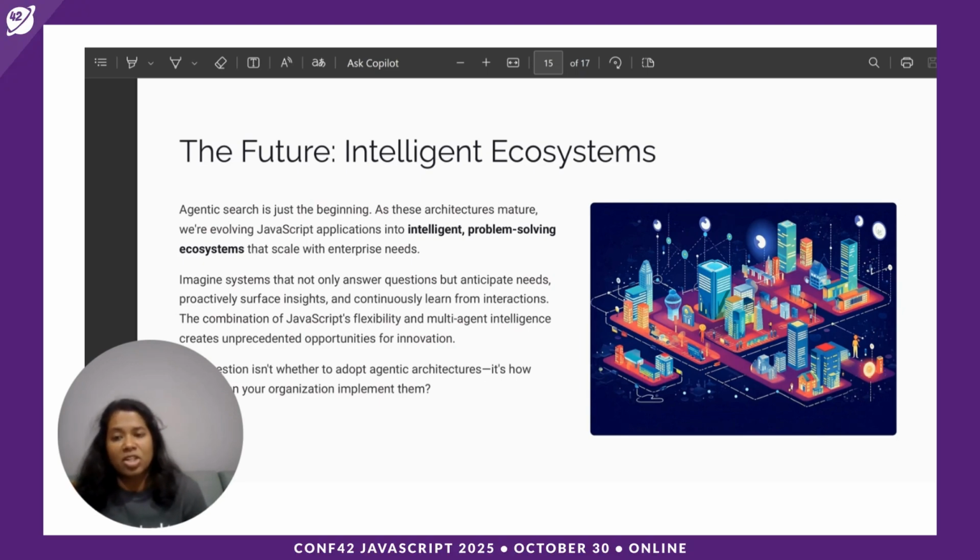Organizations face a strategic decision regarding agentic architecture adoption. The technology foundations exist today. Implementation pathways are established, and the competitive advantages are measurable. So, with that, I would like to conclude my presentation.